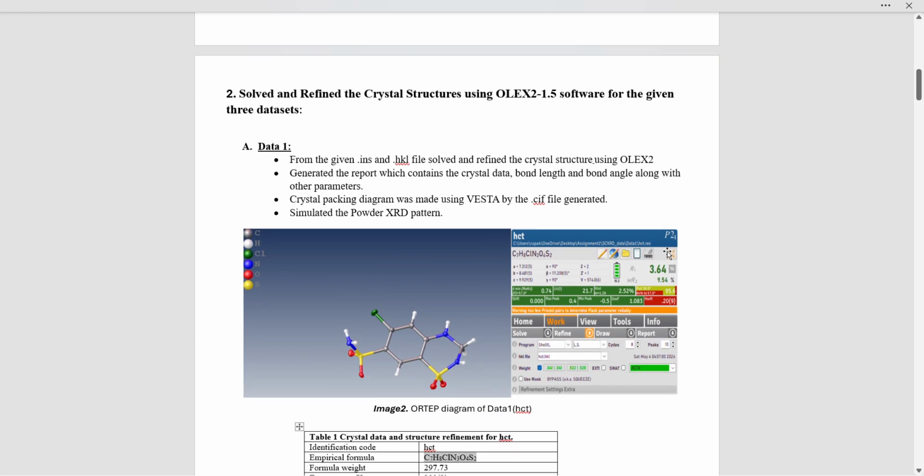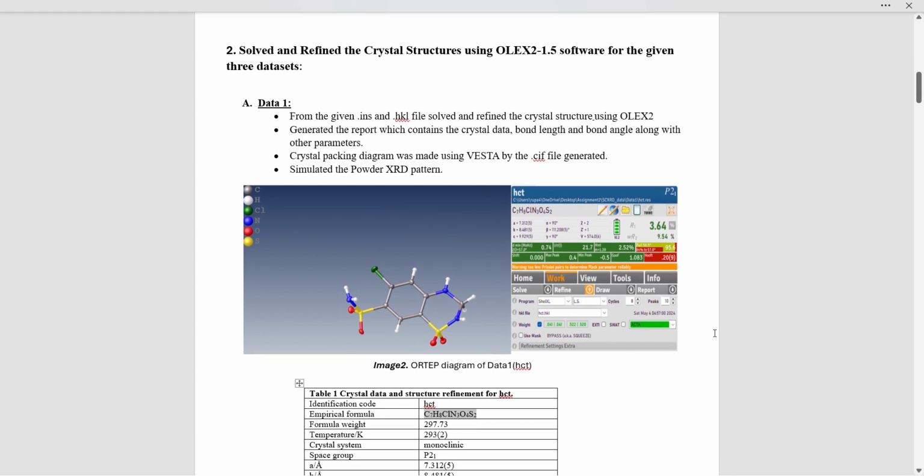Next, I solved and refined the crystal structures of the given data files and then generated the crystal packing diagram and simulated the powder XRD. So we were given three data files which contain both INS and HKL files individually, and we had to refine and solve the structure. First I solved the structure using OLEX2 software. I put the INS file into OLEX2 and it shows the space group, and then I solved it and it shows some brown spheres on the screen.